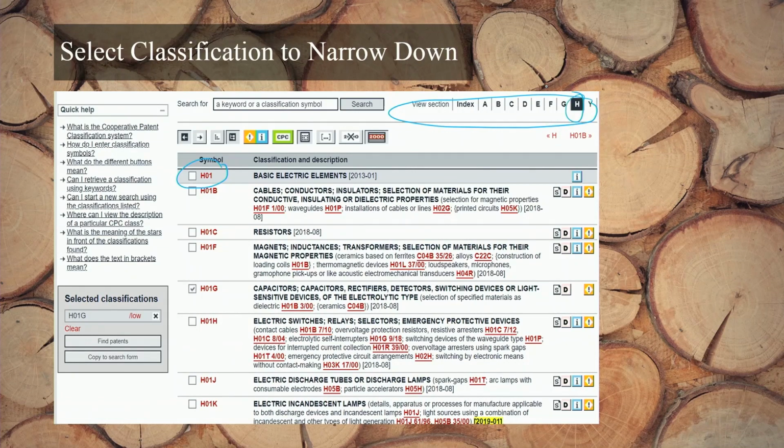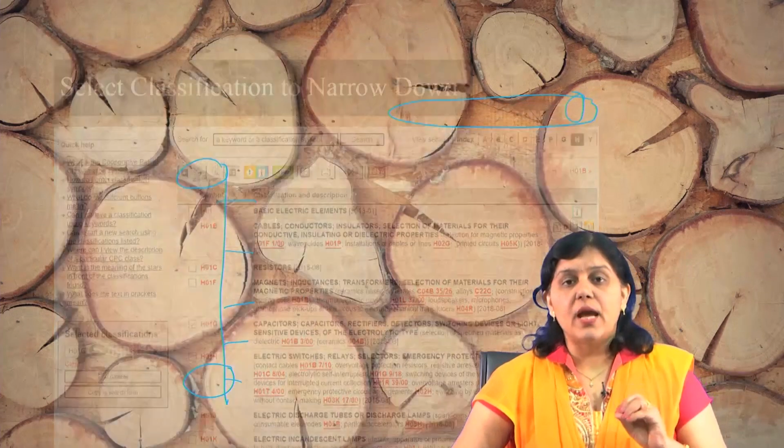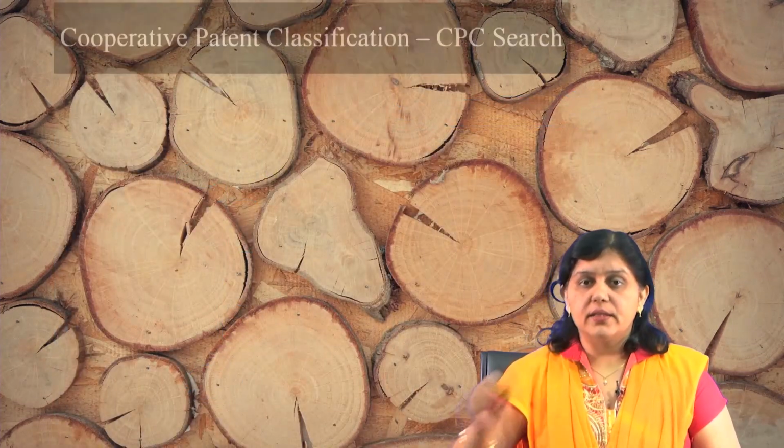You have selected this H part, and under H part you have been given the options, and against each option there is something written. For example, H01 says electric discharge tubes or discharge lamps, and the details of that are provided there. If you see this window, you can appreciate how minutely the classification is provided, and you can use that classification effectively to focus on the particular domain you are interested in.